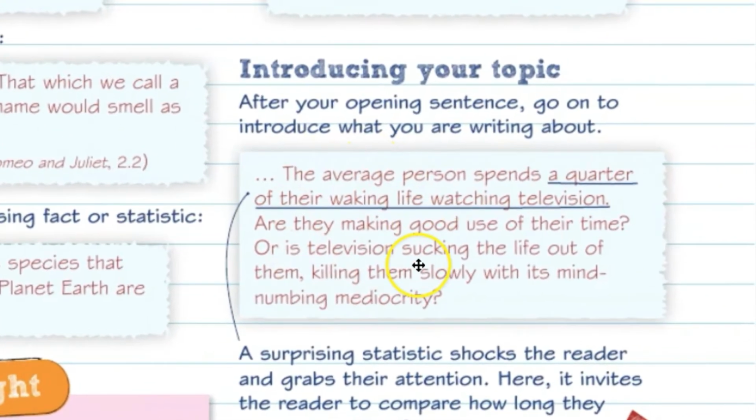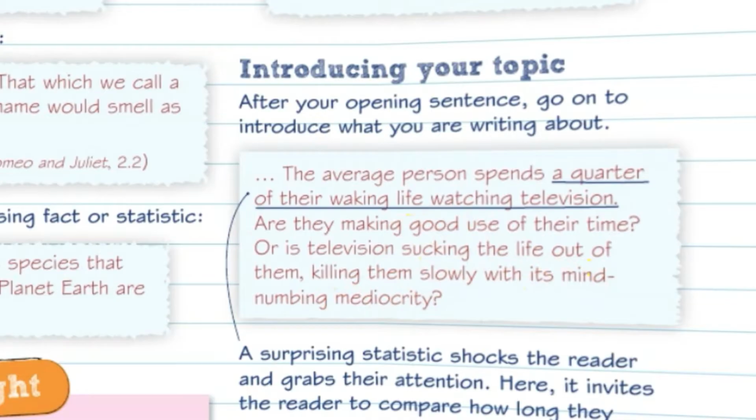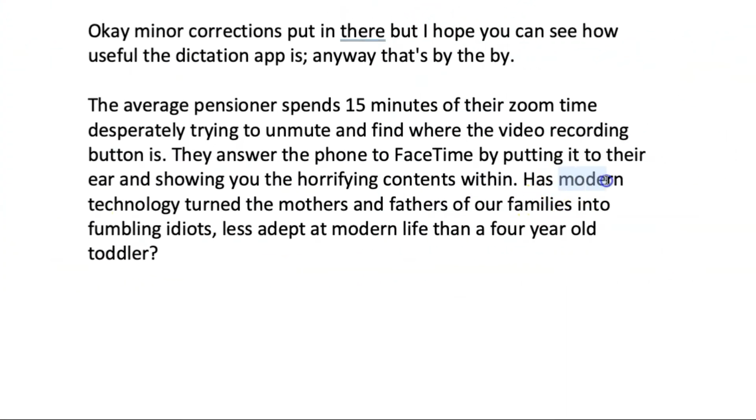Okay, what else do I notice here? It's got some brilliant verbs like sucking, and it's got great alliteration like mind-numbing mediocrity. So I've got the alliteration with modern and mothers. Yeah, that's not bad. And technology and turned. That's quite good. I've got a really good verb here with fumbling idiots.